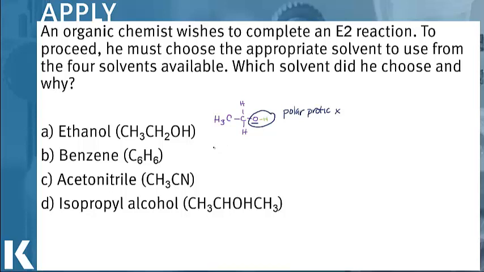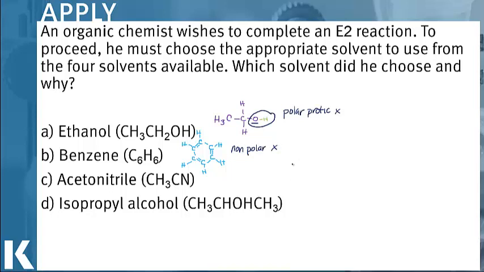Our second solvent is benzene. When we look at benzene, we see that this is actually a non-polar solvent. There is no polarity. Because of that, this is not a good solvent.